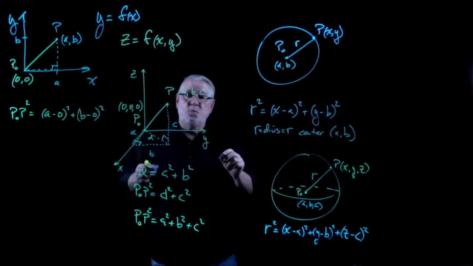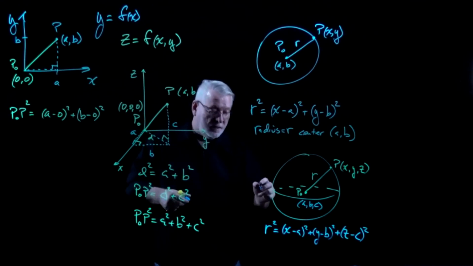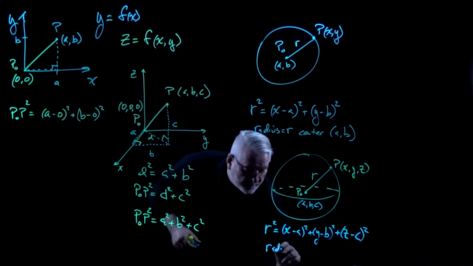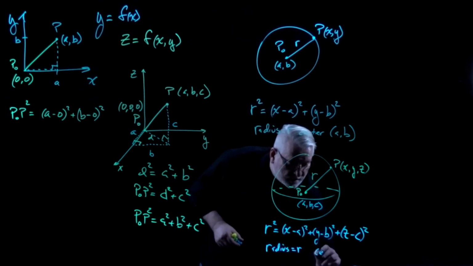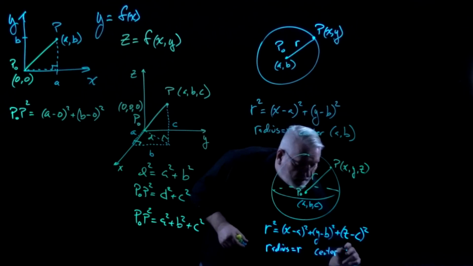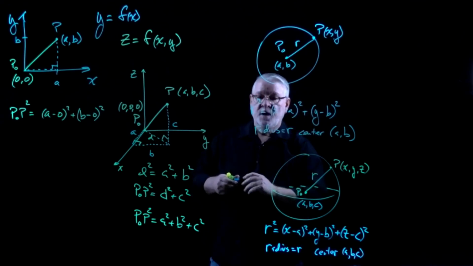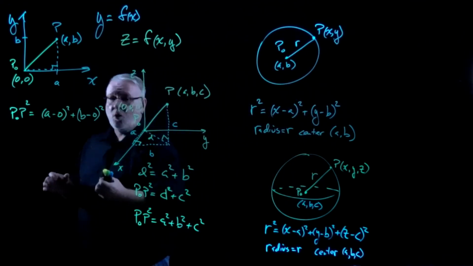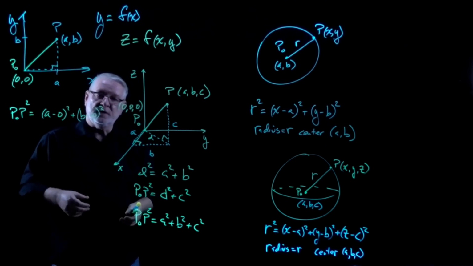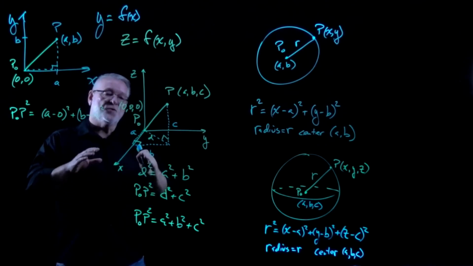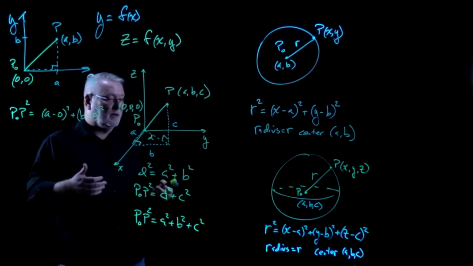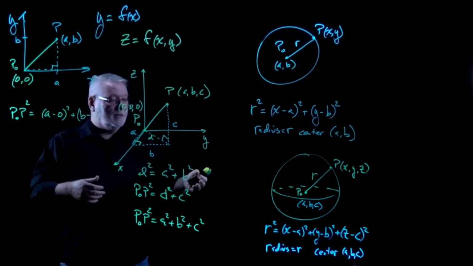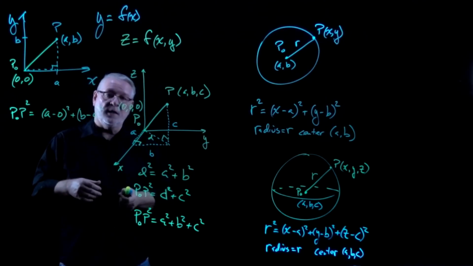And of course, this would be a sphere with radius r and center of A, B, C. Okay, that's all for now. Hopefully you feel more comfortable with the Cartesian coordinate system in 3 dimensions and the formula for our first 3D curve, the sphere. It won't be the last multi-dimensional formula that we'll be looking at this semester.